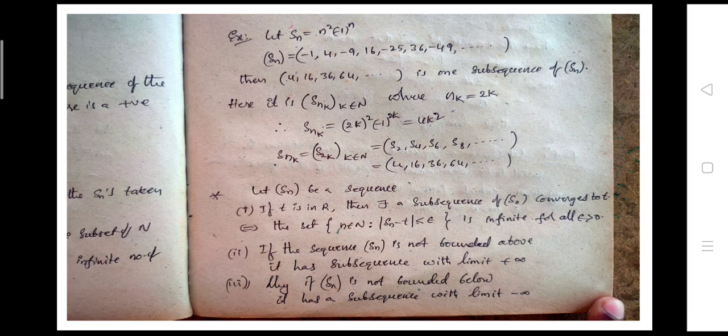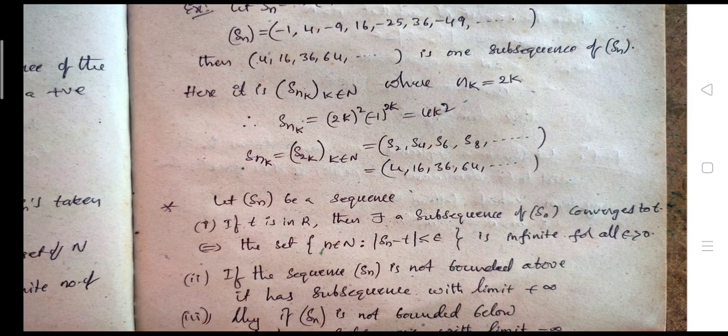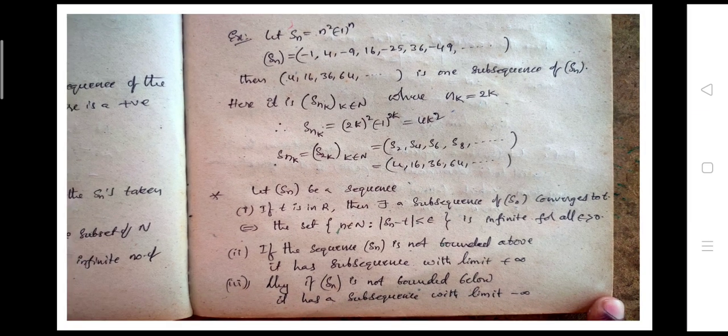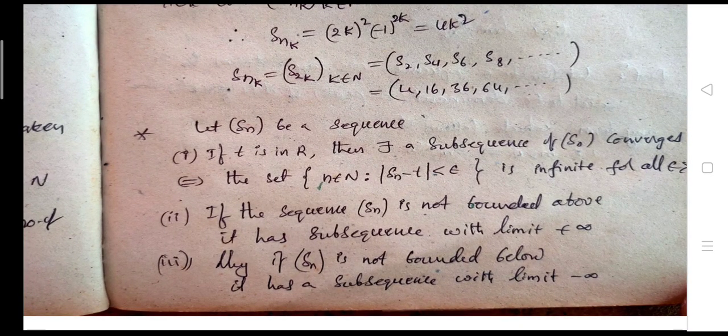If t is in R, then there exists a subsequence of S_n that converges to t if and only if the set of n belonging to N such that modulus of S_n minus t is less than epsilon is infinite for all epsilon greater than 0. Condition 2: if the sequence S_n is not bounded above, it has a subsequence with limit plus infinity. Third, similarly, if S_n is not bounded below, it has a subsequence with limit minus infinity.